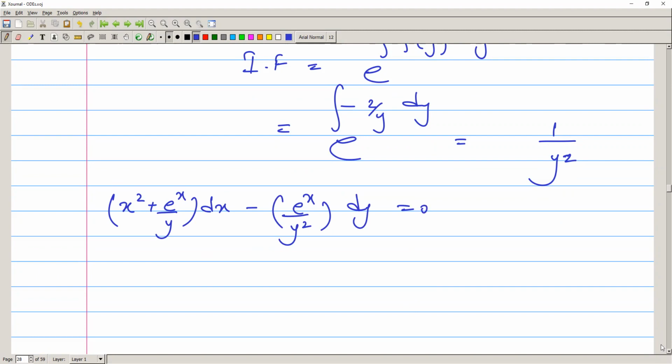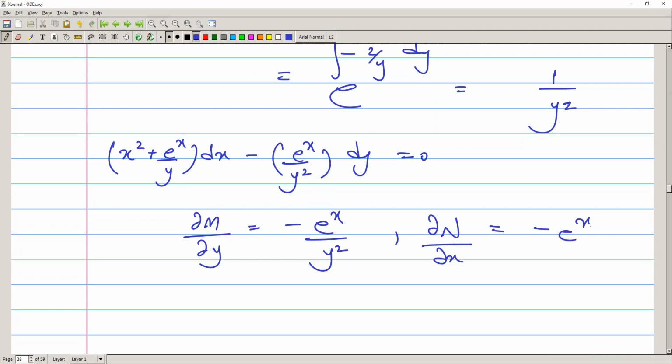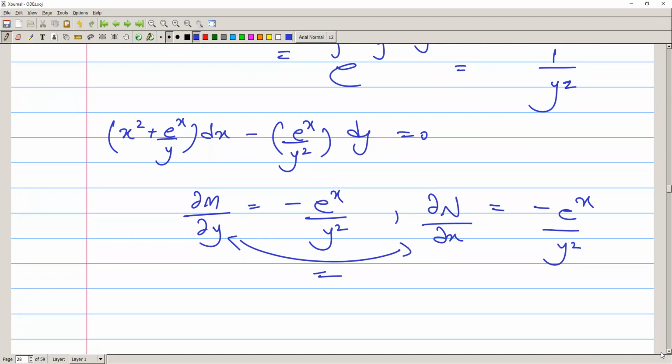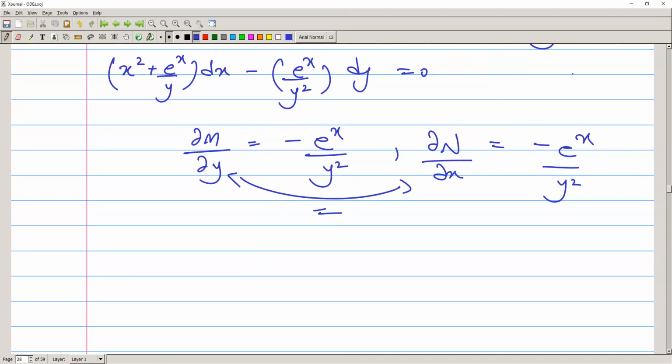Now check whether the equation is exact or not. So dou m over dou y is equal to negative e to the power x over y squared, and dou n over dou x will be equal to negative e to the power x over y squared. So both derivatives are now equal, so the equation is exact and we can just solve it using the method of exact equations.